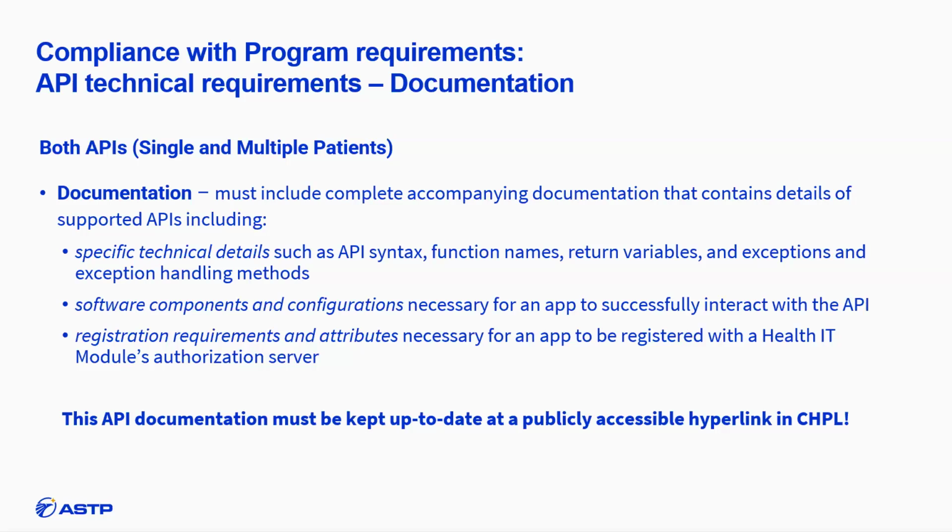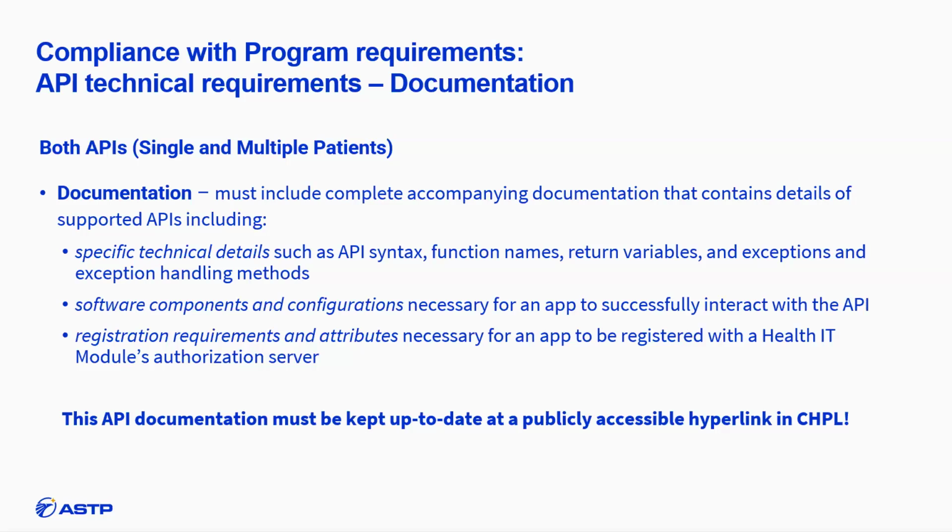And so the program requirements for API documentation for the G10 criterion include specific technical details. These are things like API syntax, function names, return variables, exceptions, and exception handling methods, software components and configurations necessary for an app to successfully interact with the API, and registration requirements and attributes necessary for an app to be registered with the Health IT module's authorization server.